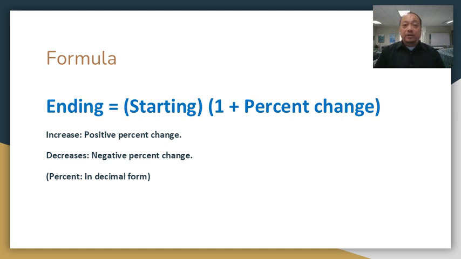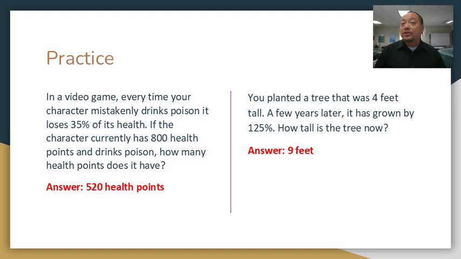Ending equals starting times parentheses 1 plus percent change, where an increase has positive percent, a decrease has negative percent, and don't forget that we always write percent in decimal form. Here are a couple of practice problems. I'll give you the answers. You should work on these on your own and see if you can arrive at the correct answers.